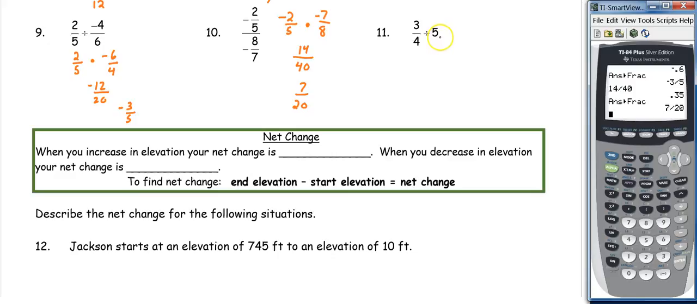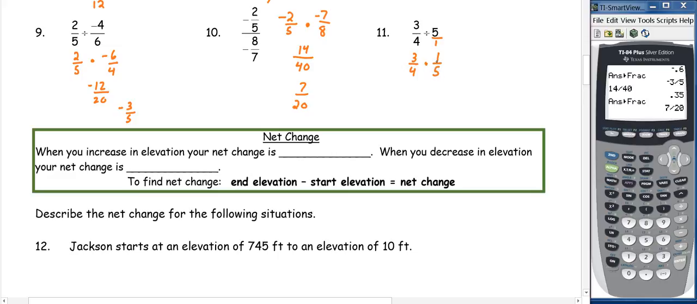In number 11, this is where it gets tricky. Remember, any whole number can be written as over 1. So instead of 5, we can put it as 5 over 1. So when we multiply, it's now 3/4 times 1/5. And I multiply the numerator and the denominator, so I end up with 3/20.